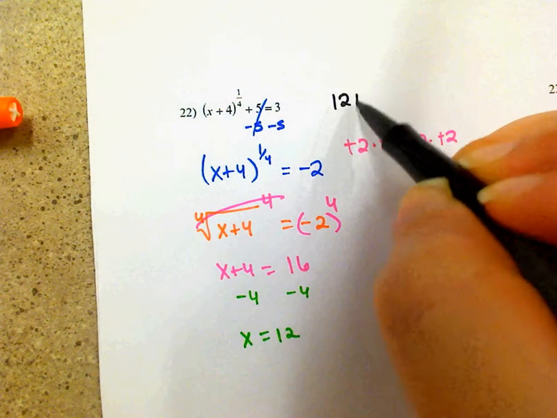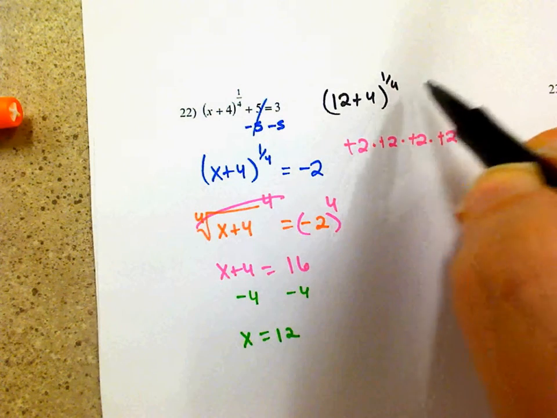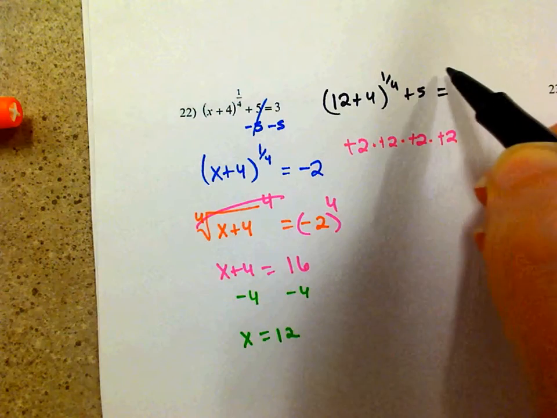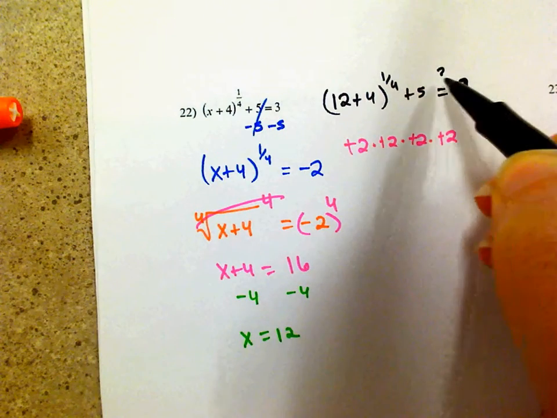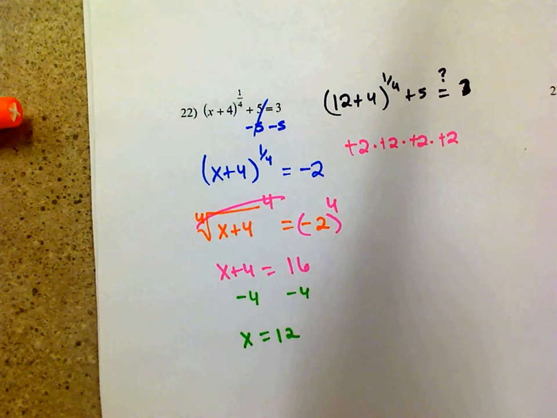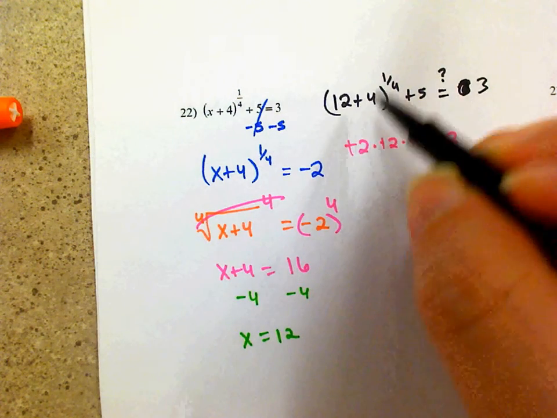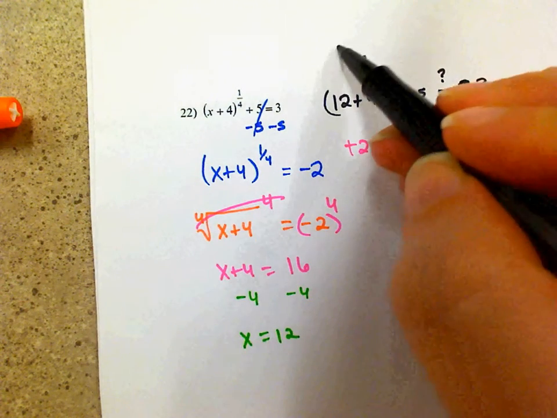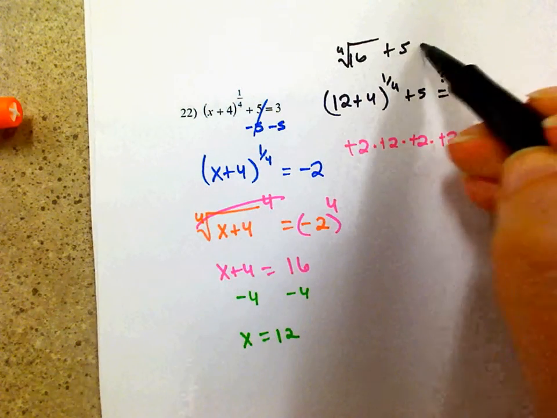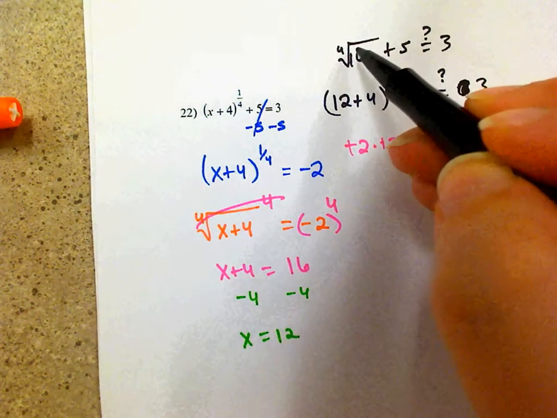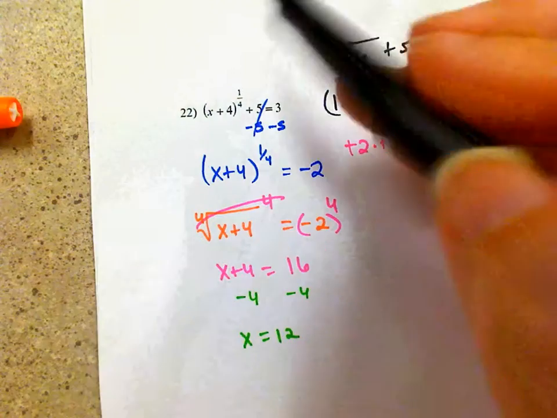So, what's the total of 3? Okay. 12 plus 4 is 16, and that is the fourth root. The fourth root of 16, if you use your power chart, since 2 to the 4th is 16, the fourth root of 16 is 2. 2 plus 5 equals 7, which is not equal to 3. That means that answer is extraneous.